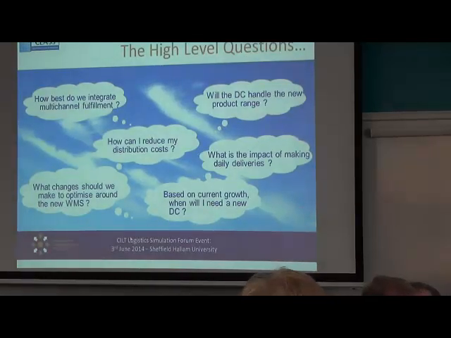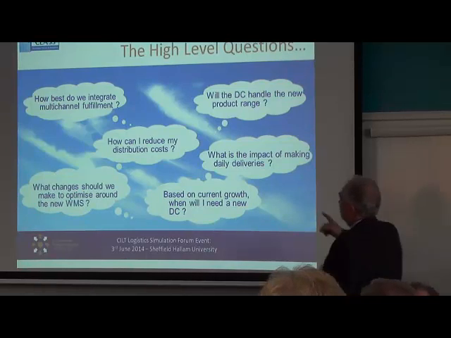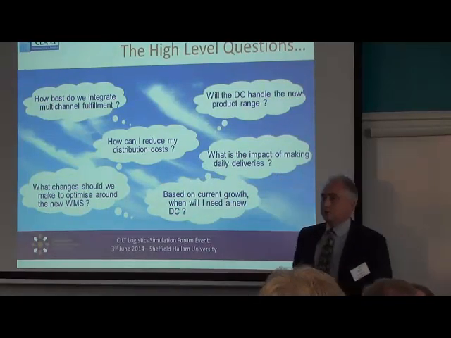Now what do you use it for? All sorts of different questions people come to us for. These are just some of them that are there. The big one in the middle at the moment: reduce my distribution costs.